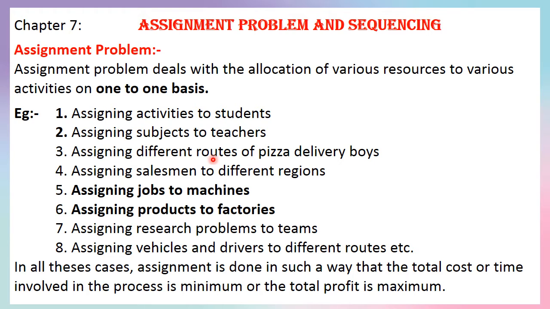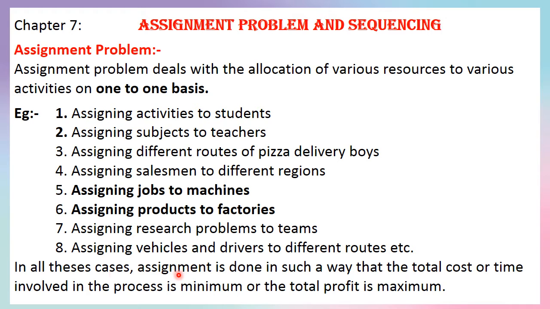If the delivery boy doesn't know the route for delivering the food item or pizza, he should know the route very well, so that time can be saved. And assigning salesmen to different regions, assigning jobs to machines, etc., are examples of the assignment problem.